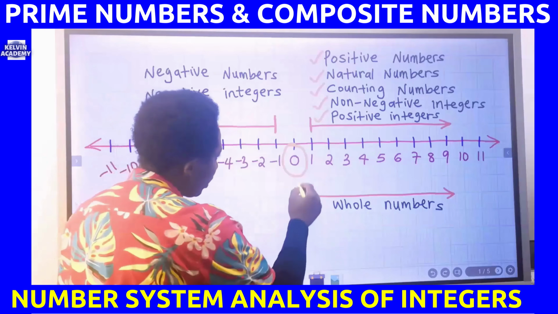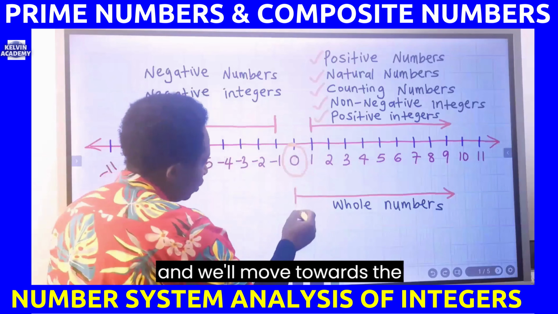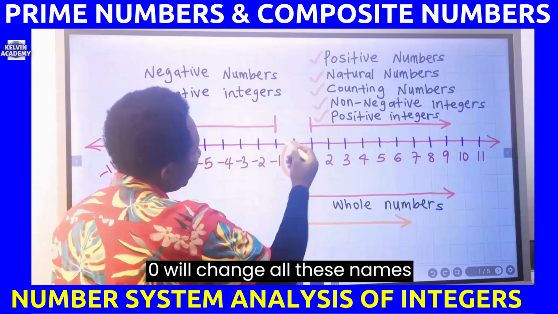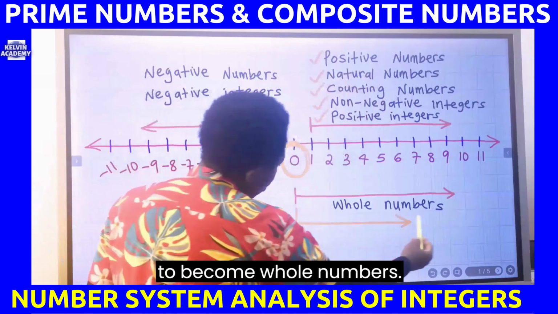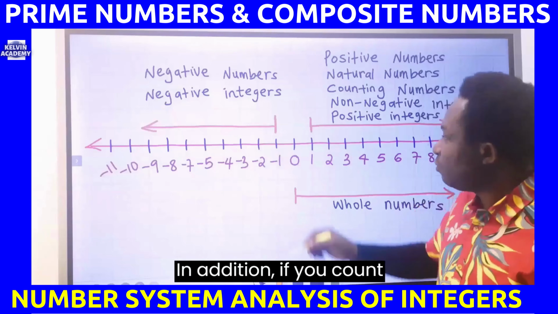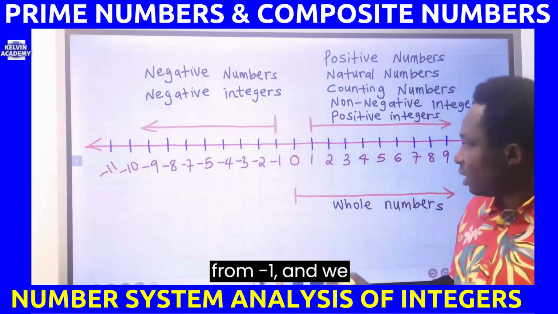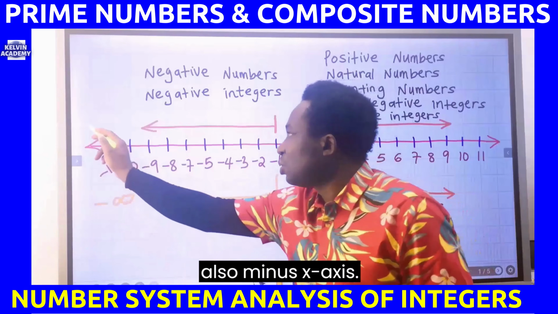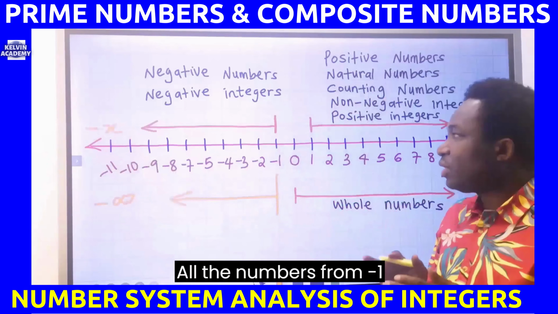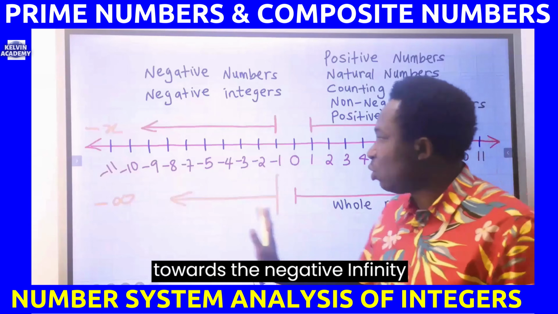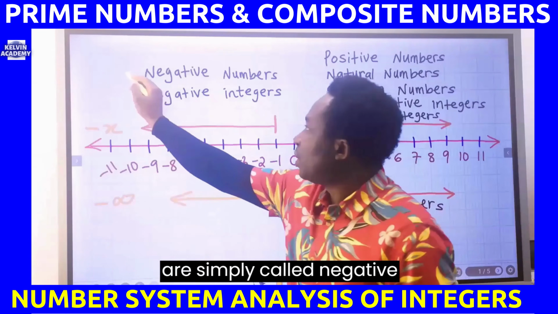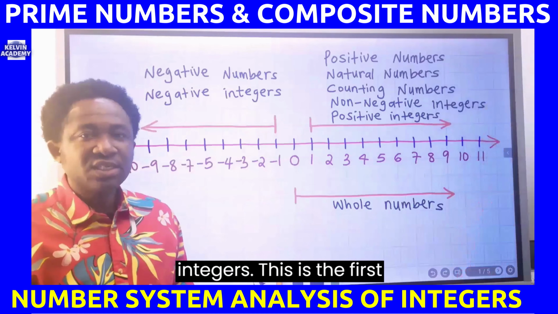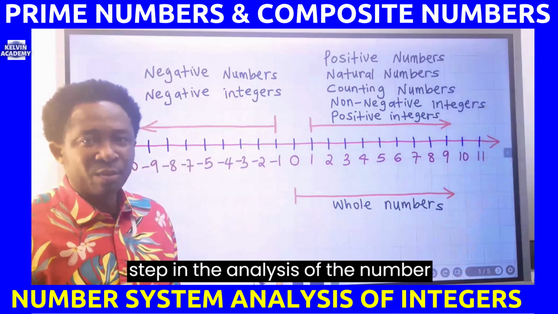But if we decide to count from 0 and we move towards the positive infinity, just the inclusion of 0 will change all these names to become whole numbers. In addition, if you count from -1 and we move towards the negative infinity, which is also minus infinity, all the numbers from -1 towards the negative infinity are simply called negative numbers or negative integers. This is the first step in the analysis of the number line.